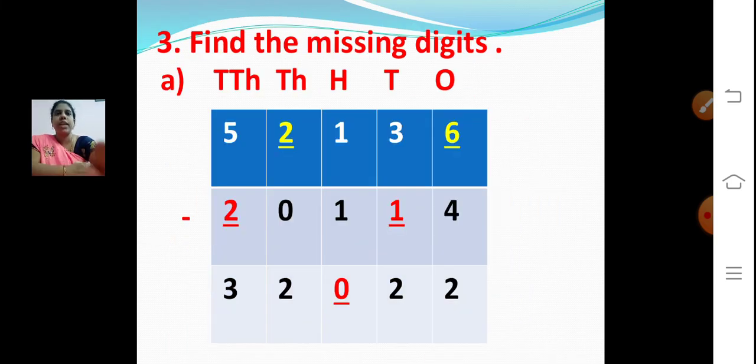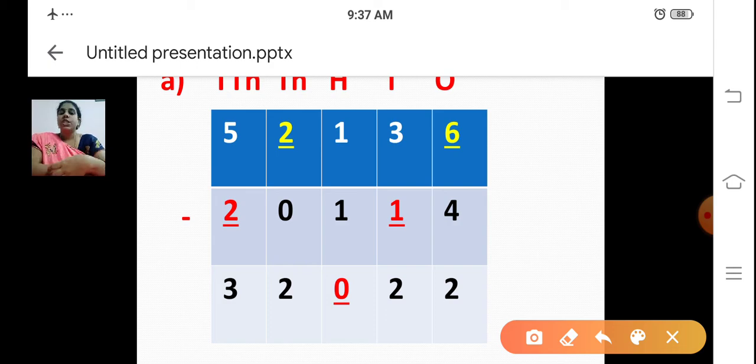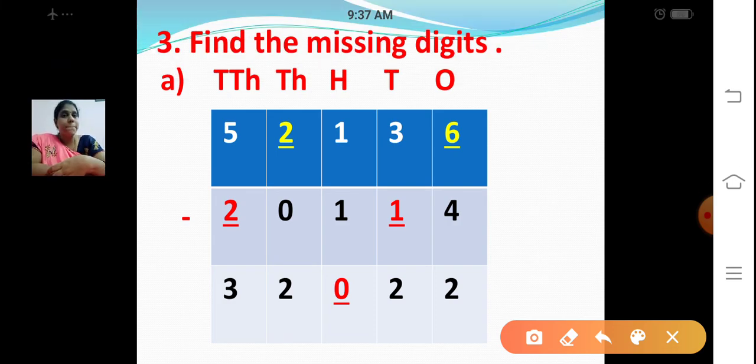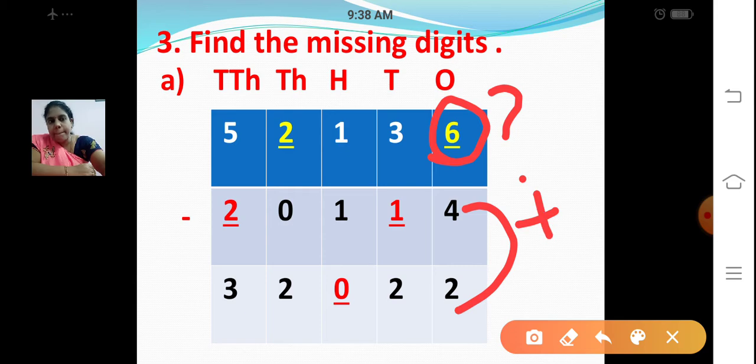Now let's see the next one. Find the missing digits. You are going to find out the missed out digit. Shall we see now? So to find out the missed out minuend, what do we have to do? To find out the minuend, you have to add the difference to the subtrahend, so that you will get the minuend, right?